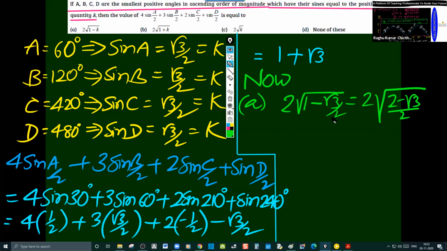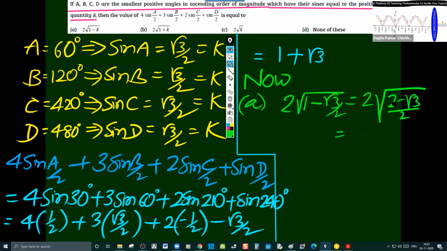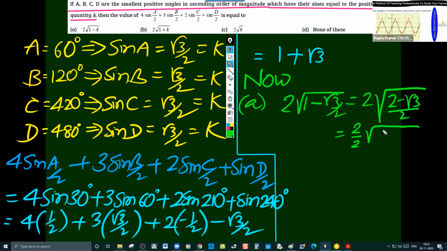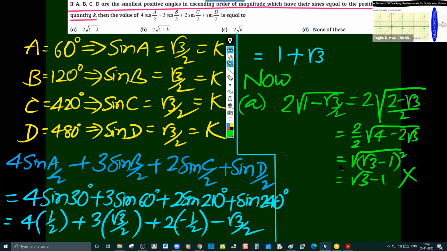What I'm doing, Maurya, follow this carefully. I'm multiplying inside by 2 and dividing by 2. And what do you get? 4 minus 2 root 3. How can that 4 minus 2 root 3 be written? This is what we have just seen. It is nothing but root 3 minus 1 whole square. So here you are getting root 3 minus 1. So this is not the answer, because we must get root 3 plus 1.